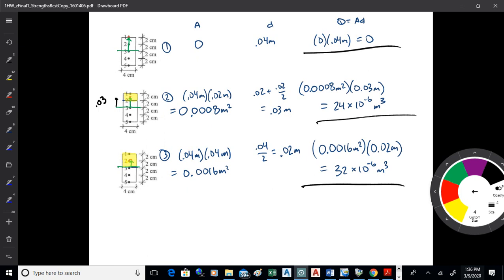Got any questions on that? So we got V, Q, I, and T now. V from the shear diagram. I is just BH cubed over 12 because it's a rectangular beam. T is just the thickness of the beam, 4 centimeters. And now we found Q for these different locations. There's 2 more to find, though there is a lot of symmetry on this one. I'll mention that.